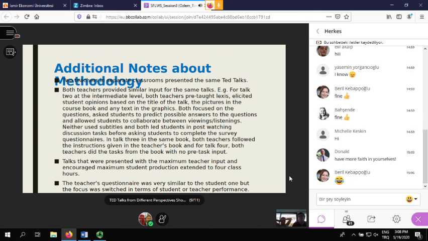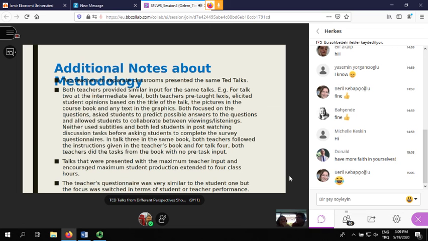Additional notes about the methodology. I don't know why the title is moved there, but 2 different classrooms, 2 different teachers, but doing the same activities and the same things in each classroom. So that means if we had major teacher input in both classrooms, for example TED Talk 2, they were the same. And if we had minimal teacher input, which we did as a contrast, again, we did that the same in 2 different classrooms.